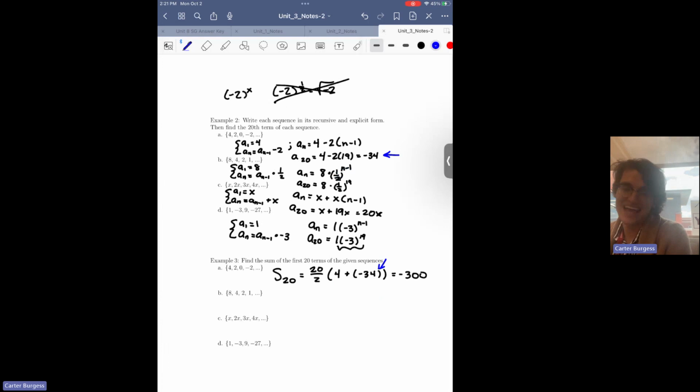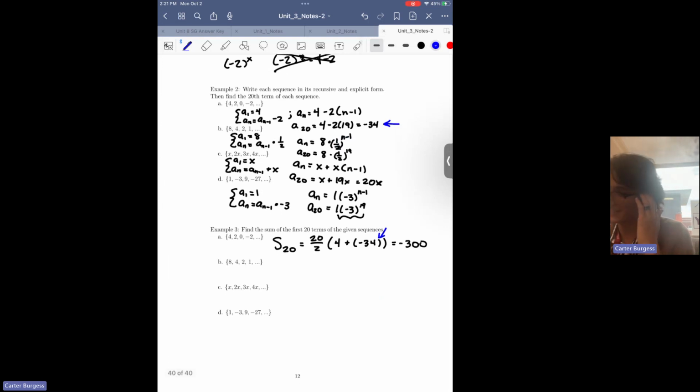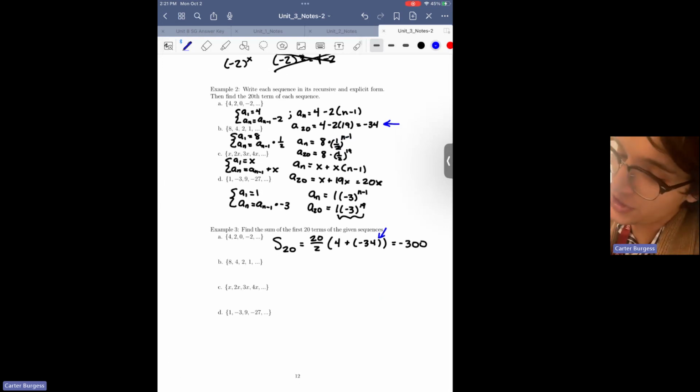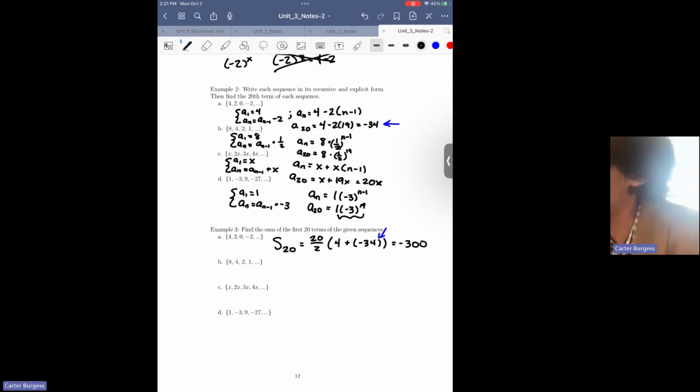All right, we can do the exact same thing for D here. In this case, is our function arithmetic or geometric? Geometric. So S sub 20 is going to be equal to A sub 1, which is just 1, times 1 minus R. What is my R here? What am I multiplying by? Negative 3. So 1 minus, be very careful here, negative 3 to the power of 20.